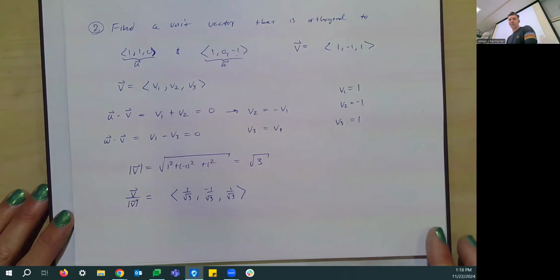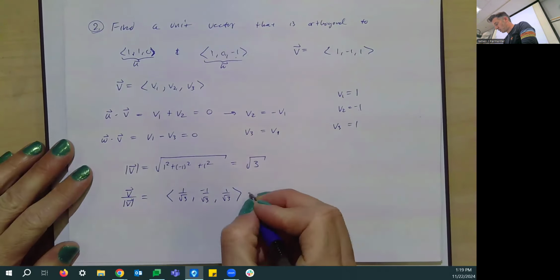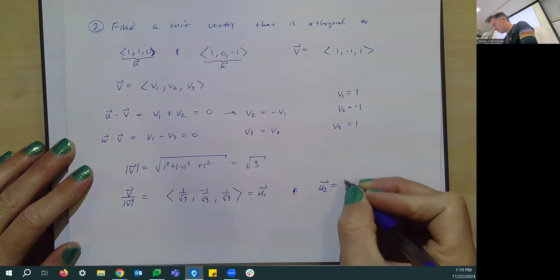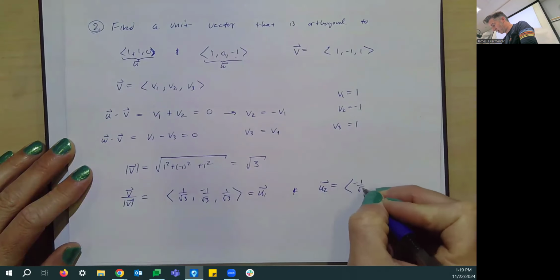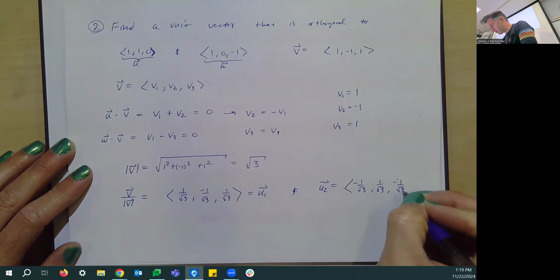And by the words I said earlier, you might guess that there is another such vector, and there is. Typically when you're asked for a unit vector that does a thing, there's usually two answers. The one you find and the one that points in the opposite direction, which you just get by changing the signs of all the components. So this is one of them. Let's call it U1. And then the other one is going to be U2, which is negative 1 over root 3, positive 1 over root 3, negative 1 over root 3.